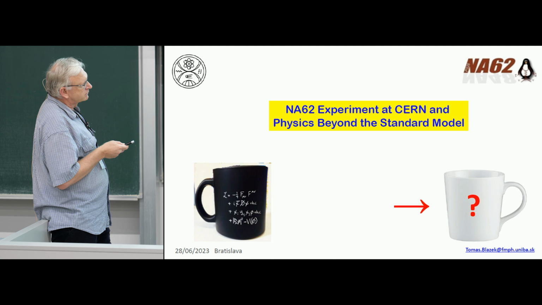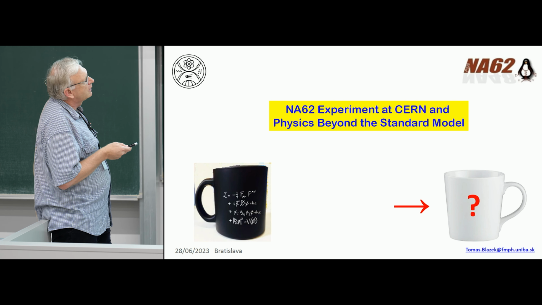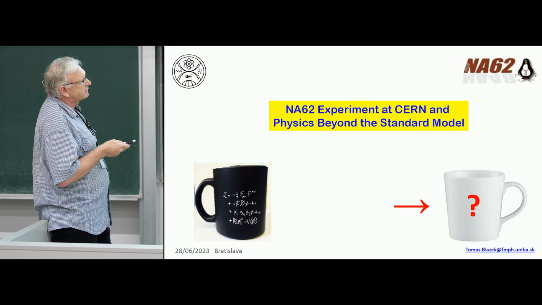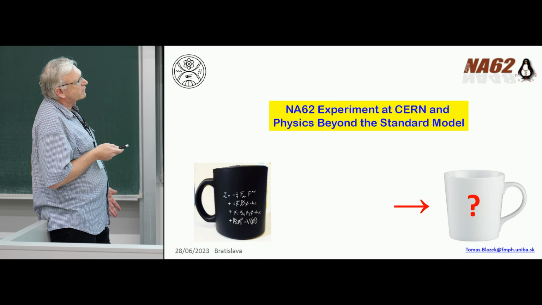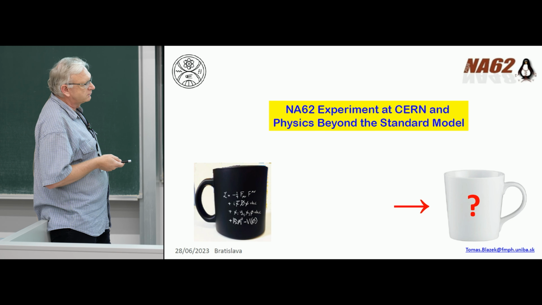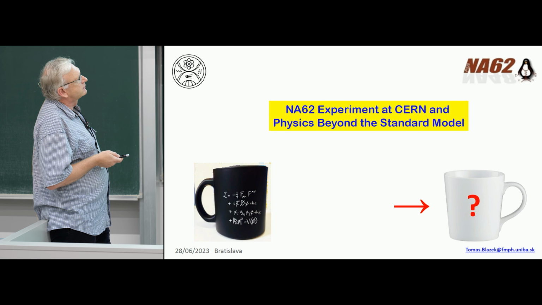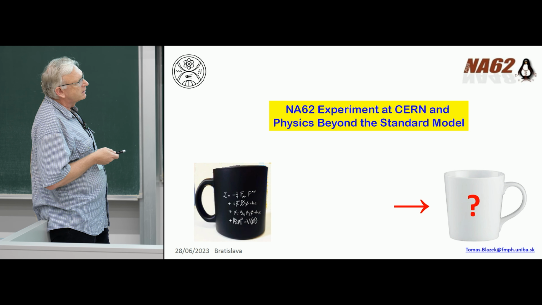So now the search is for a more complete theory. That means new particles, naturally at the scale of 100 GeV or 1 TeV, and that's why we have the LHC. Now at the LHC, we have tried for more than 10 years now, and we did very complete and comprehensive searches, and we haven't found any new particles at the TeV scale.